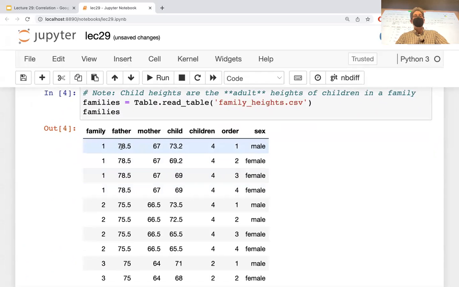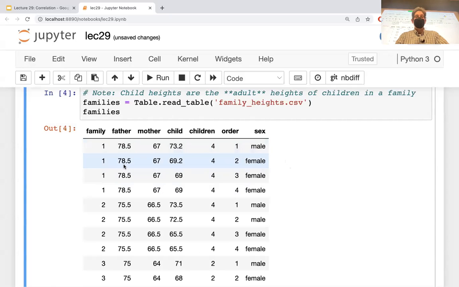And these are the heights in inches of the father, the mother, and the child when the child was an adult. That's why they're not baby sized. And then there was other information, how many children were in the family, their birth order, sex of the children. But we just focused before on, if you knew the parent's height, could you guess the child's height?